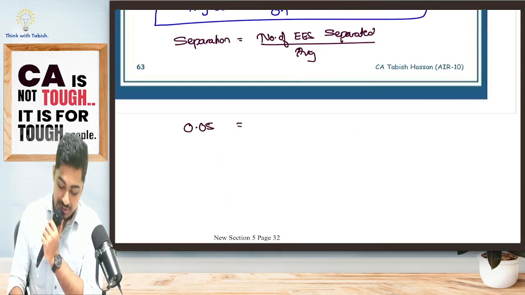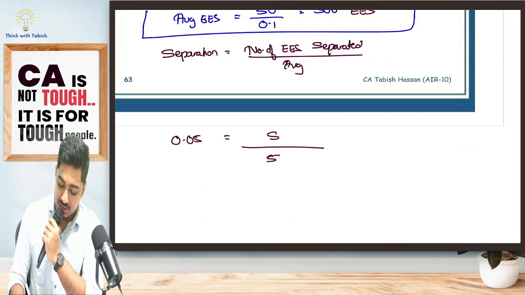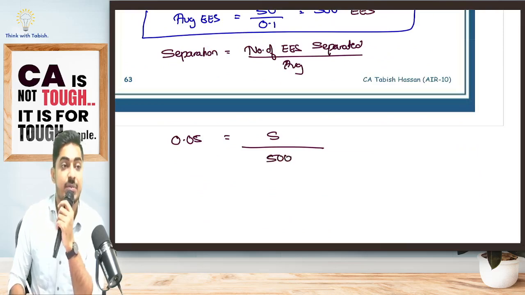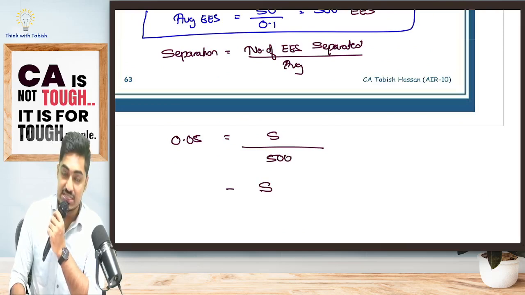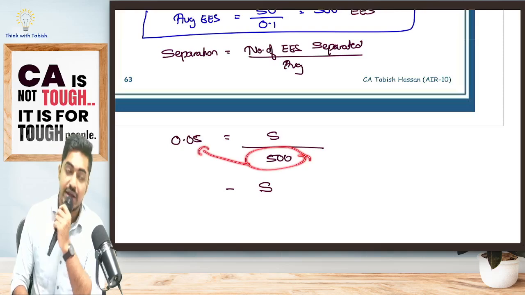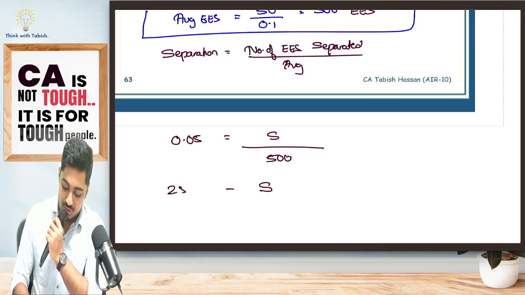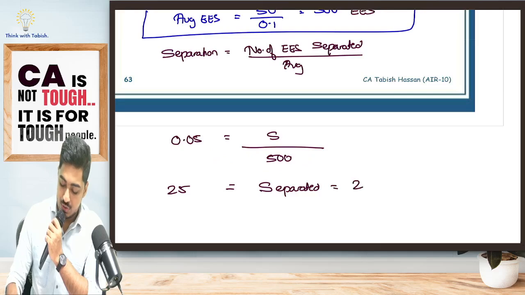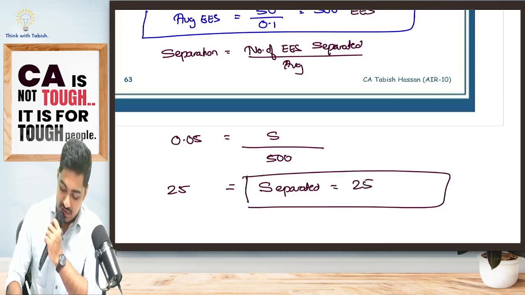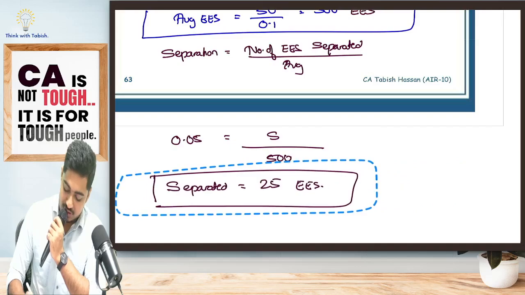Number of employees separated, I don't know, divided by average number of employees, which I got as 500. That means I can calculate my number of employees separated. 500 will go to the other side and become multiplication. 500 into 0.05 is 25. So my employees separated is equal to 25. 25 employees. Is this clear, everyone?